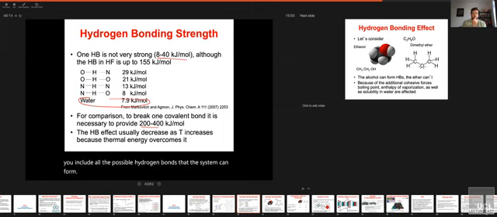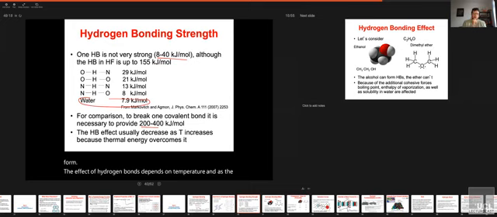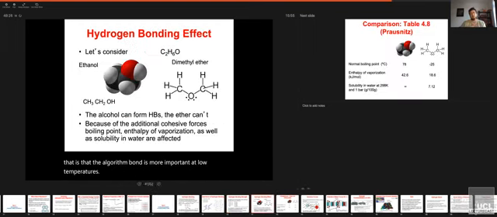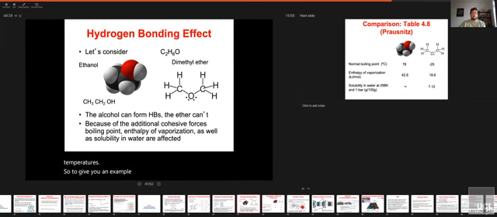The effect of hydrogen bonds depends on temperature, and as the temperature increases, you have a lot of rotations, and the result of that is that the hydrogen bond is more important at low temperatures. So to give you an example, this is taken from Prausnitz's book. These are 2 molecules, ethanol and dimethyl ether. If you look at the atomic composition, it's the same. They both have 2 carbon atoms, 6 hydrogens, and 1 oxygen. But the difference is that the ethanol has this part of the molecule here that allows it to form hydrogen bonds, whereas the ether does not.